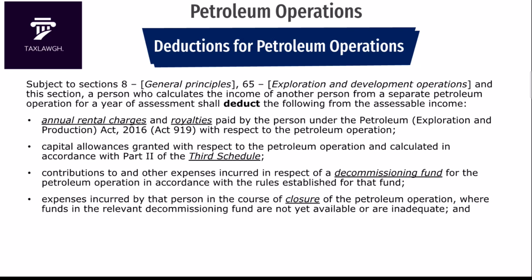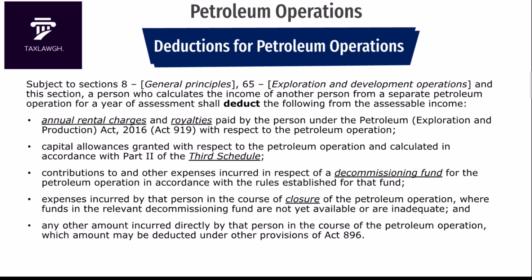What else? Any expenses incurred by that person in the course of closure of the petroleum operation where funds in the relevant decommissioning fund are not yet available or are inadequate. Remember, I gave you a scenario where you need to decommission or close operations, and how much you spend is more than how much you have in the fund. We are saying that that excess will also be given to you as an allowable deduction. I gave you numbers to support that, so that isn't a problem at all. And then any other amount incurred directly by that person in the course of petroleum operation, which may be deducted under the other provisions of the law, can also be deducted.